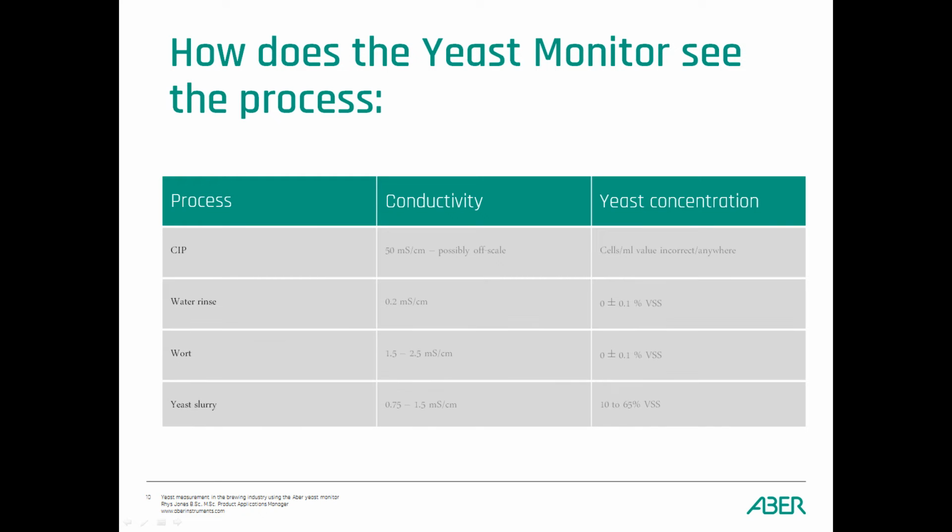Here is an overview of the typical values one can expect to see when the process seen on the left-hand side is taking place, with of course the one of interest being the yeast slurry, which has a typical conductivity range of 0.75 to 1.5 millisiemens per centimeter, and a concentration range of approximately 10 to 65% spun solids.